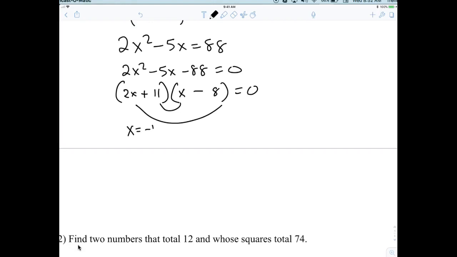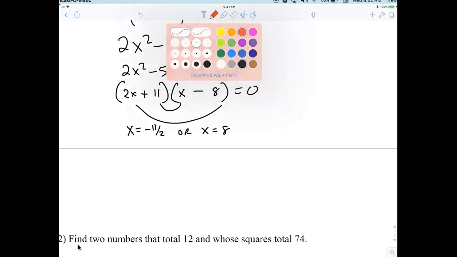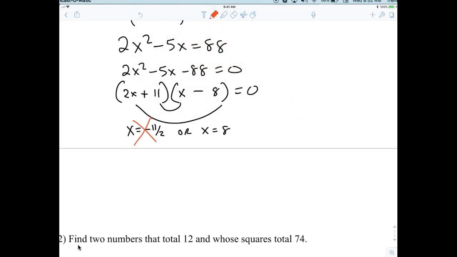All right, so now we're solving this. X equals negative 11 over 2 or x equals 8. What's wrong with negative 11 over 2? It's a fraction. Good. Distance can't be negative. You can't measure something negative 11 over 2. So that is again called an extraneous solution. So that is out. So x equals 8.